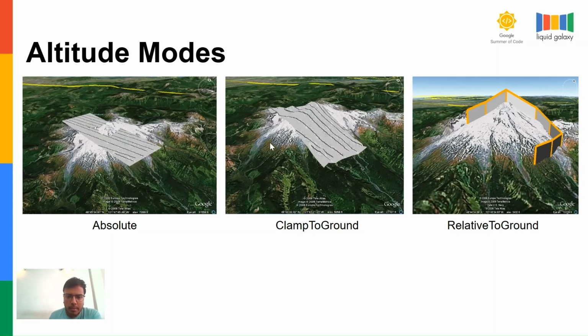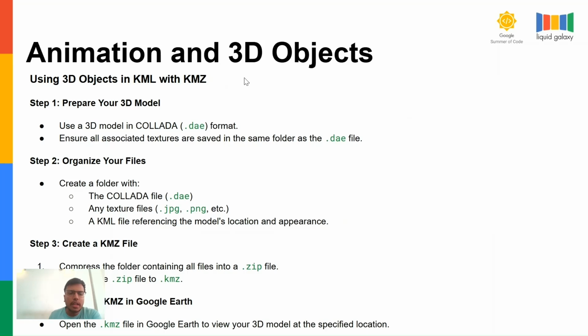The next thing is clamping to ground. Basically, the image is clamped to the whole ground terrain all at once. So these are the three different altitude modes. The next thing is animation and 3D objects.